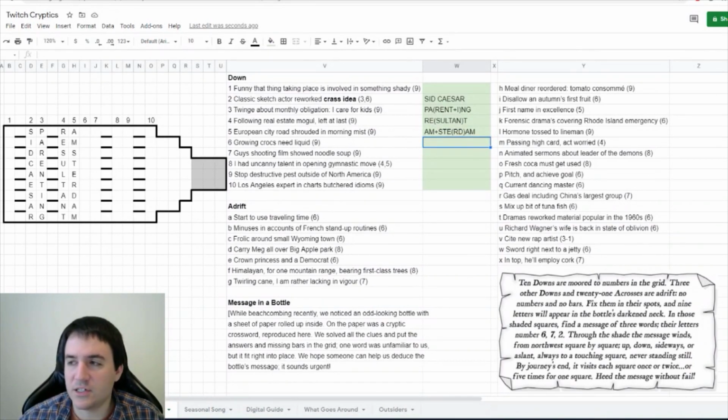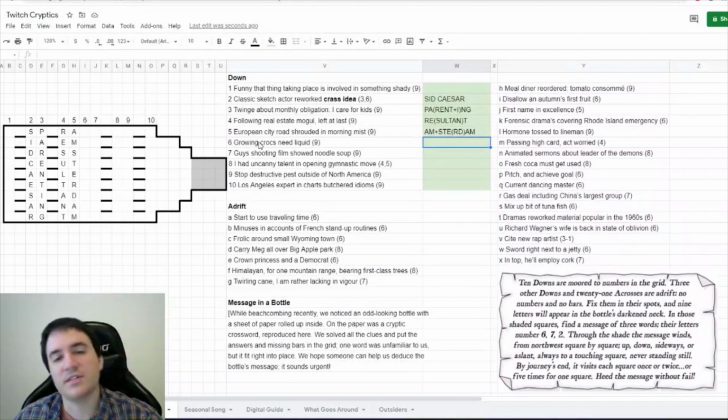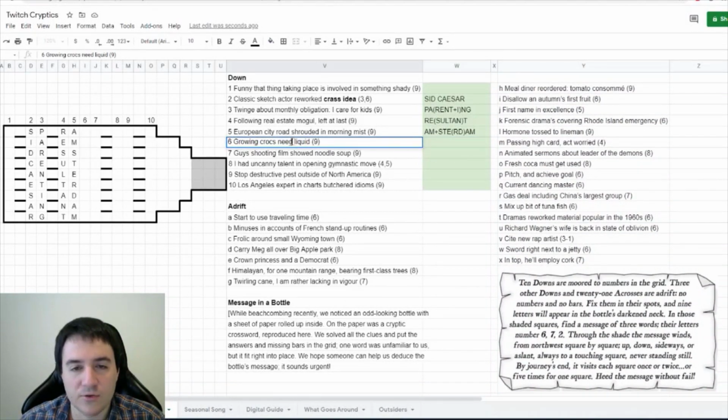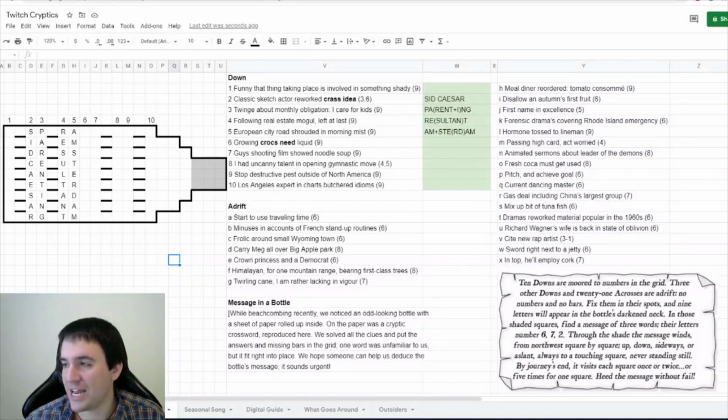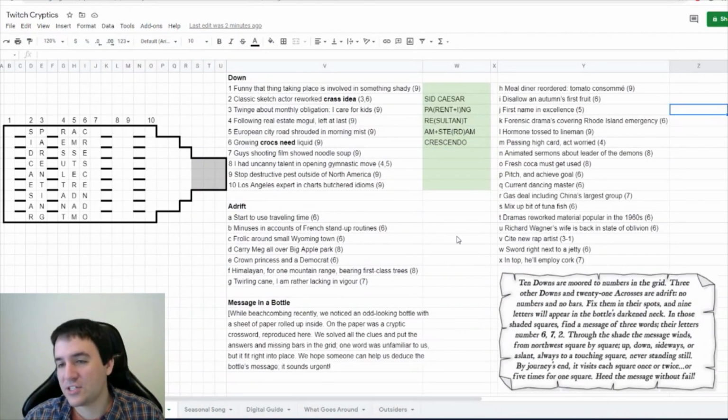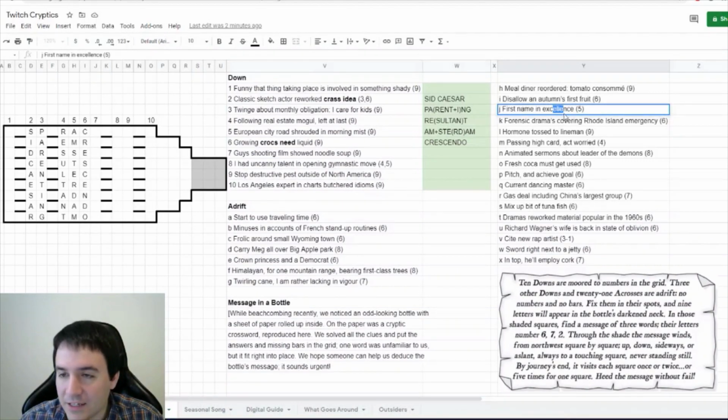Growing crocs need liquid. Do we have a definition, growing, and an anagram of crocs need? Crescendo means growing musically. Short circuit figured out J. Okay, not a problem. Let's go over to J. First name in excellence. You say is Ellen. Yeah, I see Ellen in there.